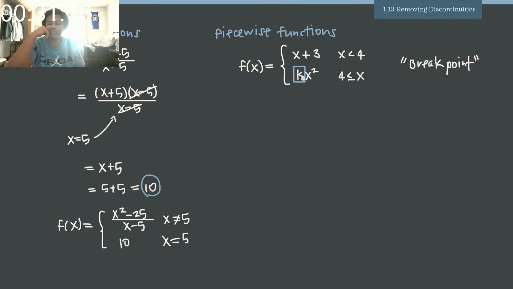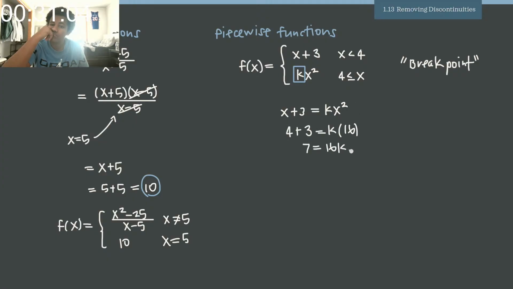The only thing we have to do to solve for this value of k that forces the continuity of this function is just to set the pieces equal to each other. So we say x plus 3 is equal to kx squared, and then from here we need to use the breakpoint value in order to substitute for x. So because the breakpoint is x equals 4, we'll plug 4 in for x. So we'll get 4 plus 3 equals k times 16, because 4 squared is 16. So we get 7 equals 16k. And if we divide both sides by 16, we get k equals 7 over 16.